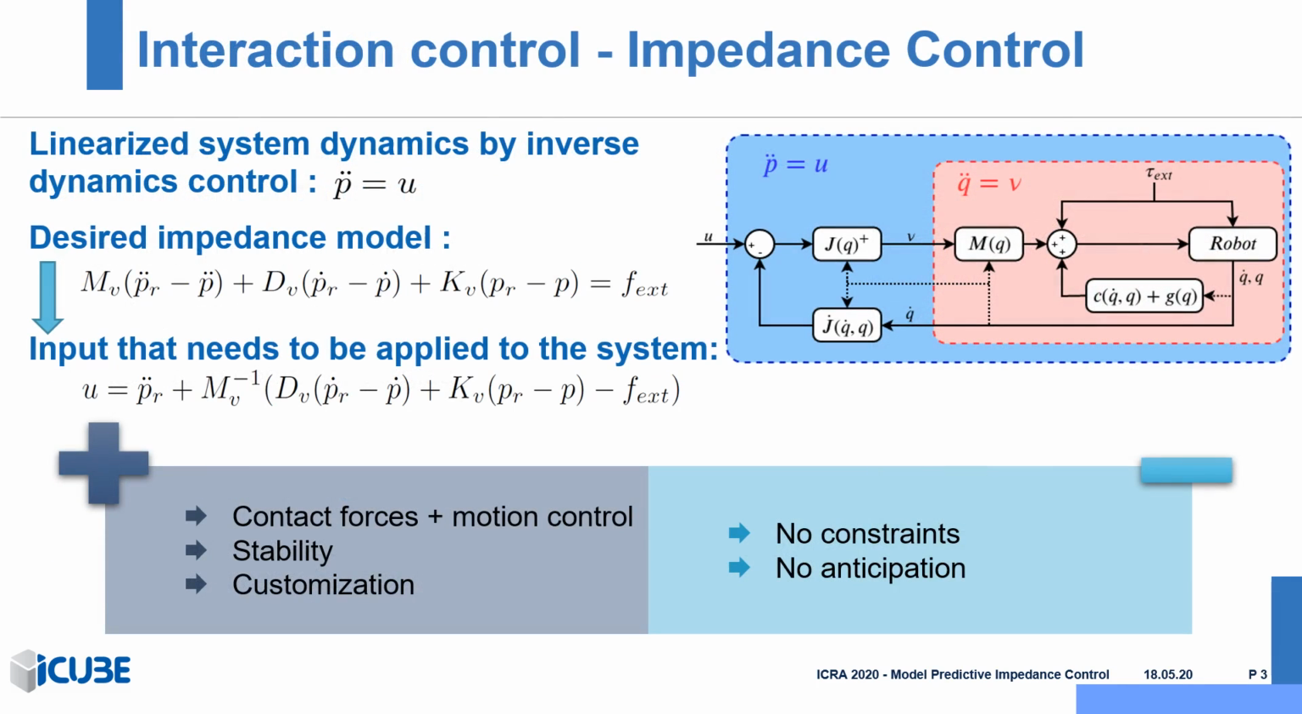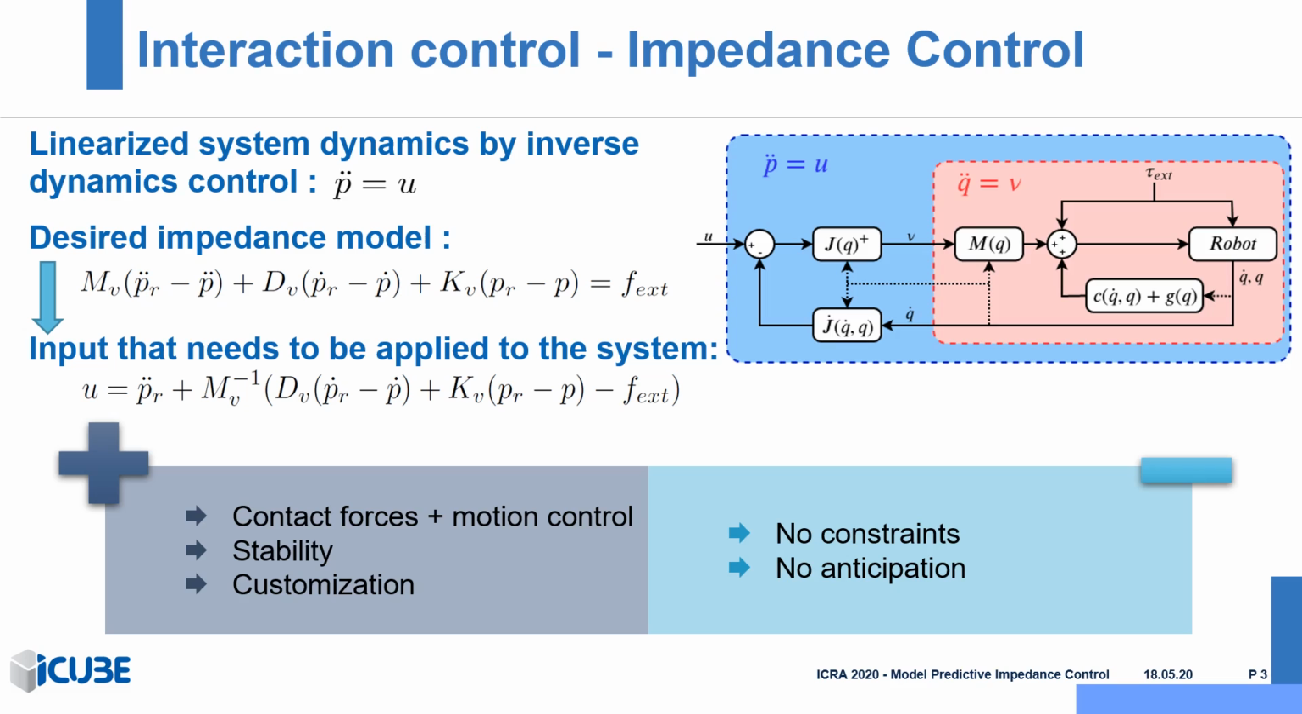To start, we focus on one of the most popular interaction control strategies, which is impedance control. First, let's consider our robotic system dynamics to be linearized to a double integrator in task space by means of computed torque control and the robot kinematic model. The goal of impedance control is to substitute the robot dynamic behavior with an impedance model described by its virtual inertia, stiffness, and damping in response to some external forces. This can be achieved by applying the following input to the system.